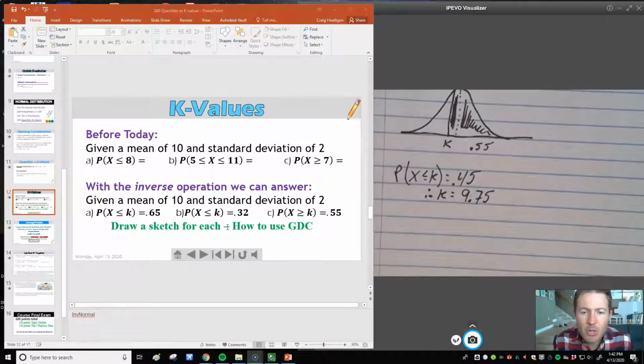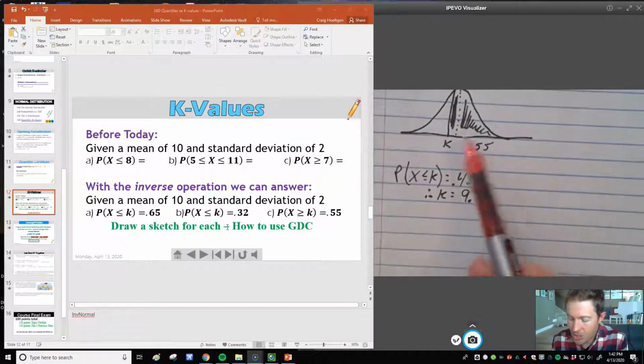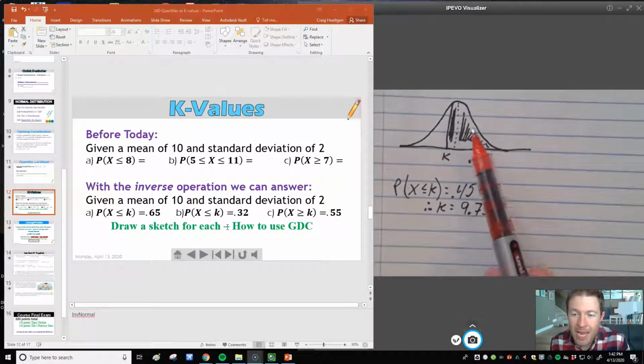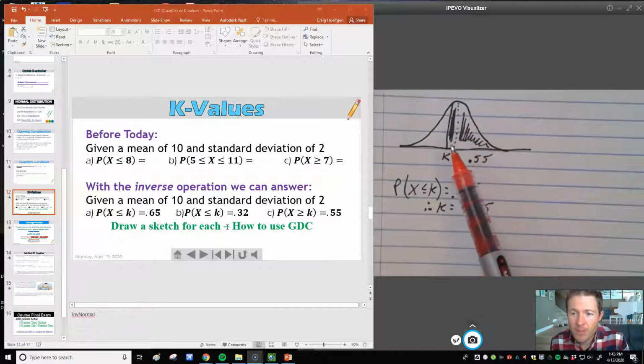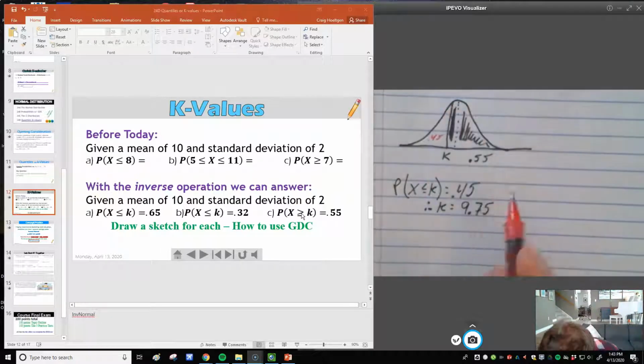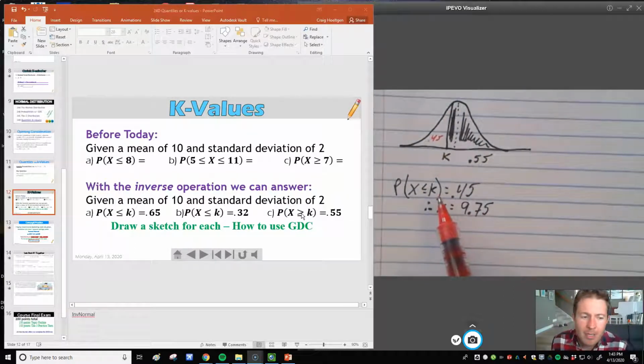Part C, notice this is greater than. Greater than shades this direction. Your inverse normal function was not built for that. You cannot do this with the inverse normal function. We have to switch it. If we're looking for 55% above, we could also switch that to a less than, looking for 45% below. So 0.45 is what we're looking for. Then do the same thing, inverse normal with 0.45, and you'll get this k value.